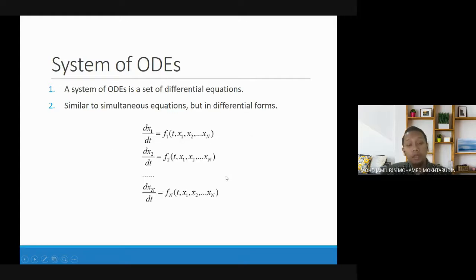You also have learned about ODE in system. A system of ODE basically has many equations that you must solve simultaneously. For example, you have dx1 dt, dx2 dt, dxn dt, and so on. You probably found this in subjects like automatic control and finite element method, where you solve these simultaneously.